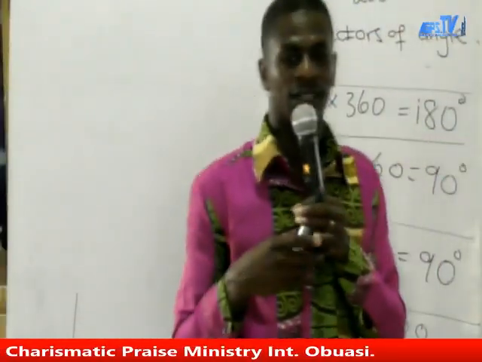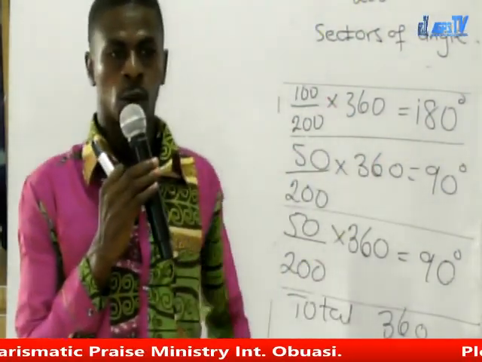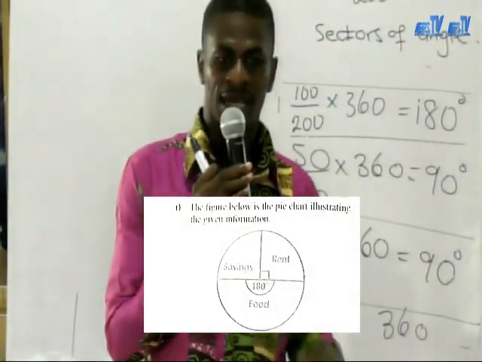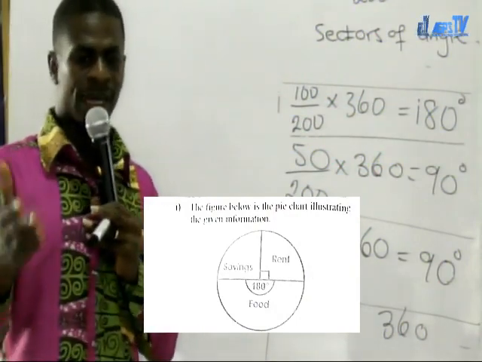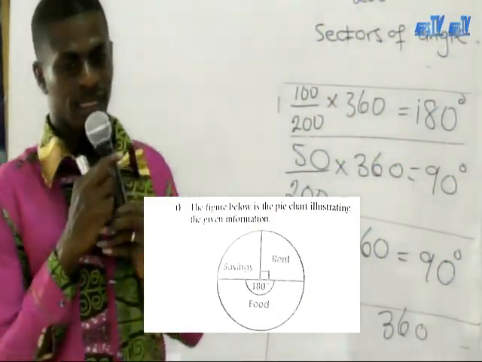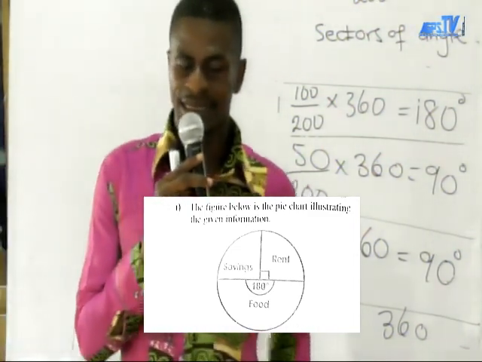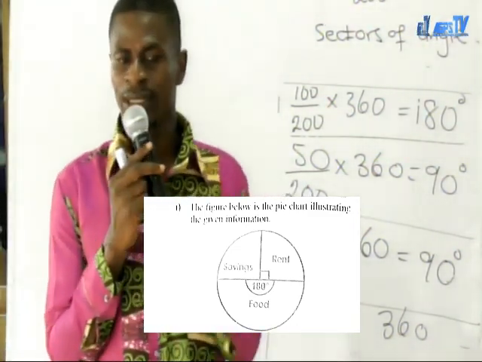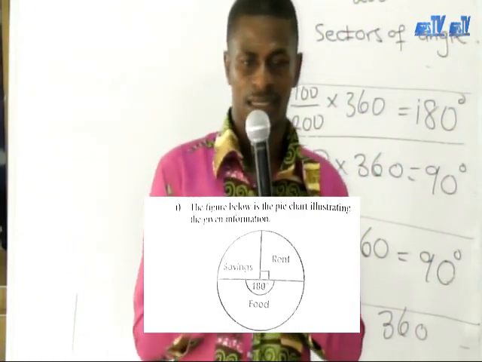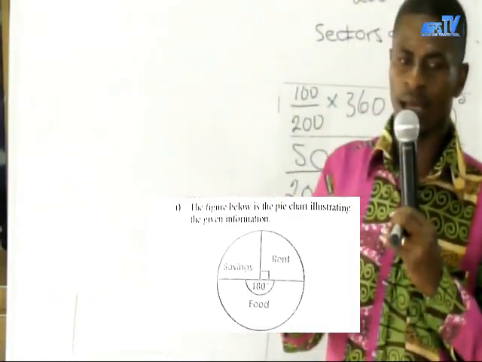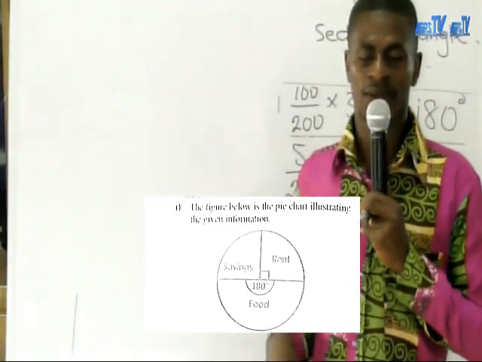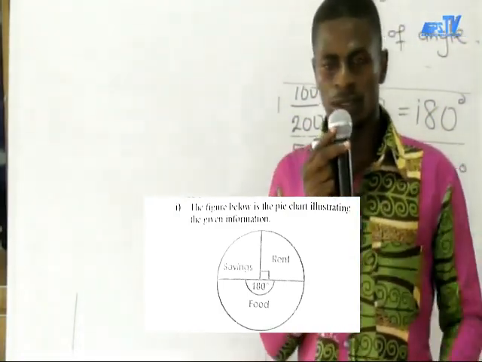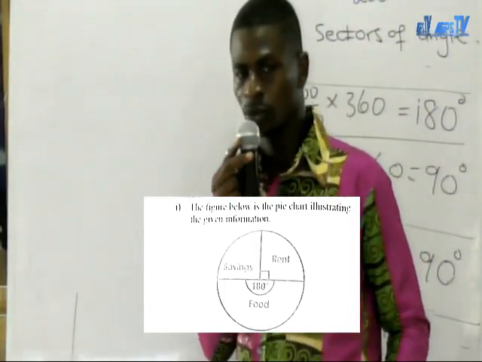And so back to the screen, I would like to show you how the final presentation will be. So you have rent being 90, savings also being 90, and then food being 180 degrees. And so this is how you should try to present your information. Once again, if you have any challenge, you can draw my attention and then we can do so.